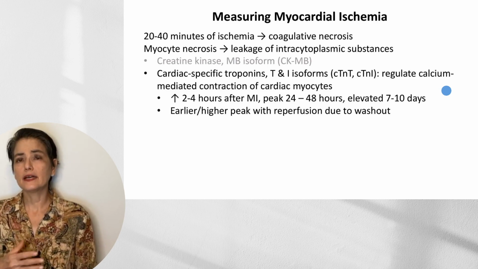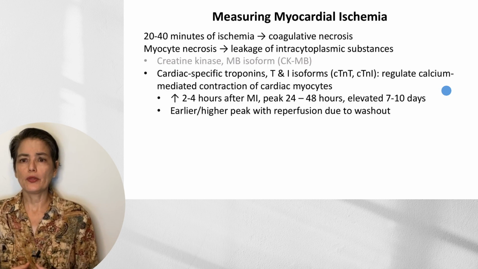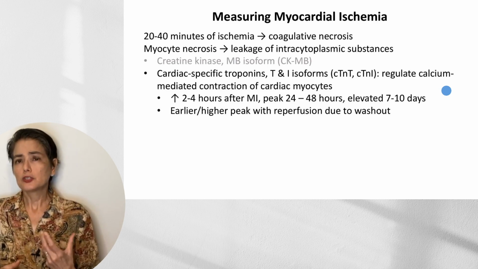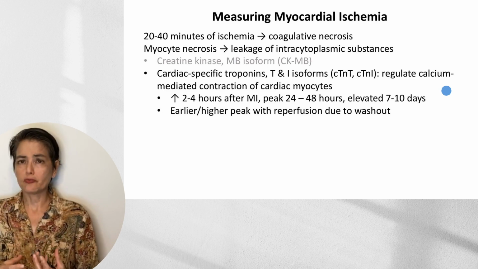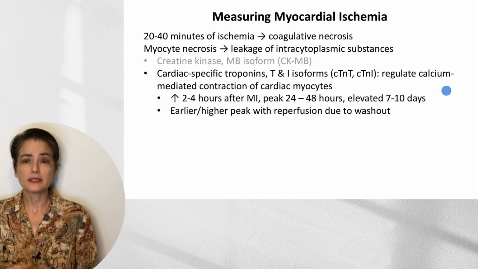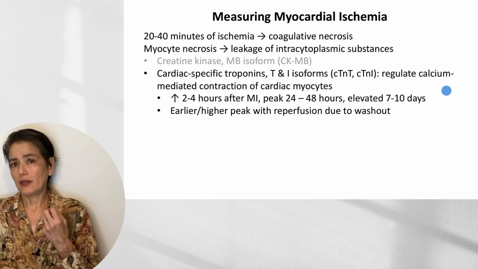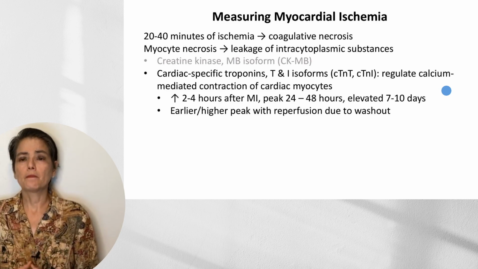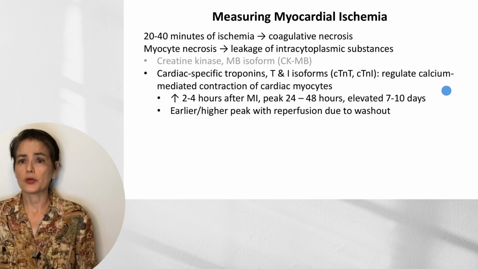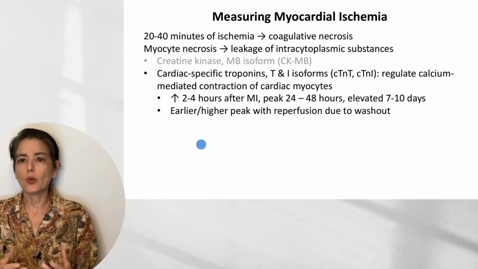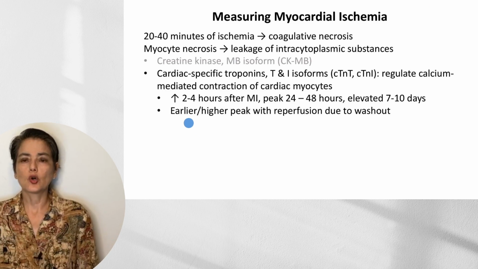Now we can see a difference in this depending on whether or not we get reperfusion. So remember that whenever a thrombus is formed, the body, because of homeostasis, is going to immediately begin thrombolysis, and it's possible that the clot will resolve on its own. However, for many patients, we'll give thrombolytic agents or a stent, and that will result in reperfusion very quickly, and that can cause an earlier and higher peak of our troponins due to washout of what is in the tissue.